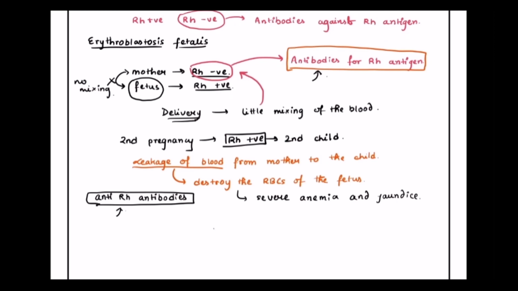Let's say this is the antibody that is developed against the Rh positive blood. So this is the Rh antibody. Now this antibody is going to be neutralized by another antibody, which is the anti-Rh antibody. So that is why the mother is administered with this anti-Rh antibody. And that can bring the condition to a stable condition and the complications can be avoided.